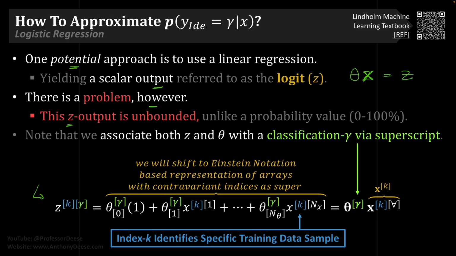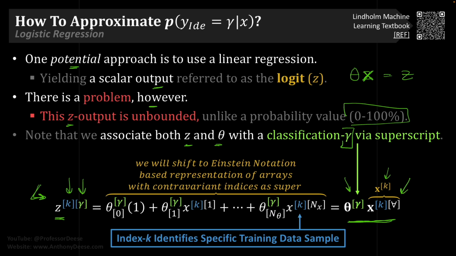The z output, the combination of the coefficients and the inputs as a sum, would be unbounded, unlike a probability, which always needs to take on a value between 0 and 100. And so we can see an example of that expression down below. Note that we associate both z and theta with a classification gamma via superscript. So if you look at this expression down here, it looks a little bit complex, but all it's saying is that a logit for input sample k and category gamma is generated as the product of theta, which is our parameter array for a given classification, as well as the inputs associated with a given sample.